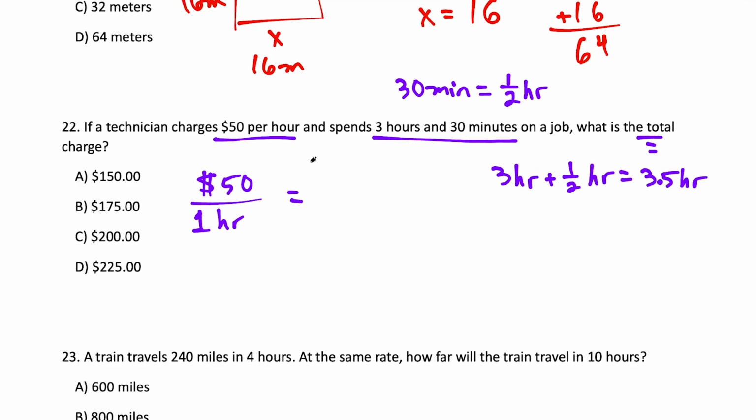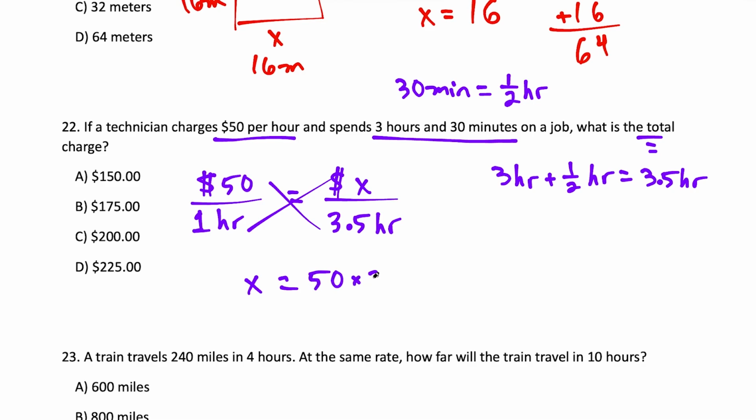So when we set up the proportion over here, we're just going to set the denominator equal to 3.5 hours like this. And this tells us now we're looking for how much money they make, so we're going to say X dollars. Now I'm going to cross multiply, but I'm only going to multiply the values together, not the units. So X times 1 is X. And then I'm doing 50 times 3.5.